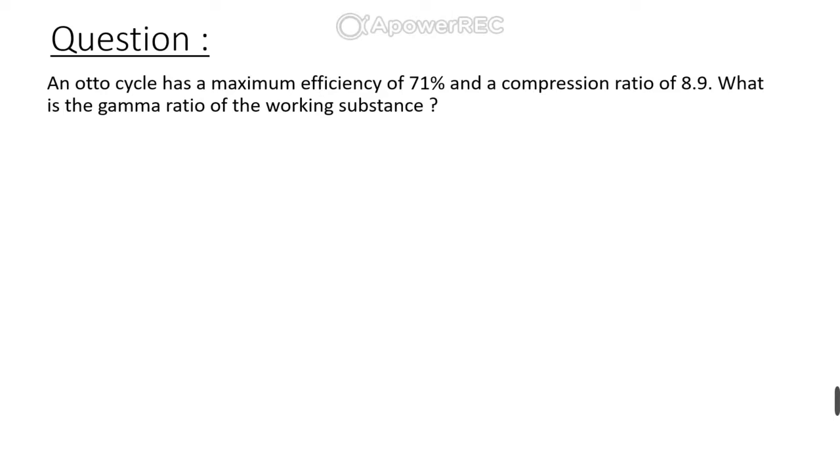The question for this topic is: an Otto cycle has a maximum efficiency of 71% and a compression ratio of 8.9. What is the gamma ratio of the working substance? Now I will pass to Rishi to talk about the solution for this question.